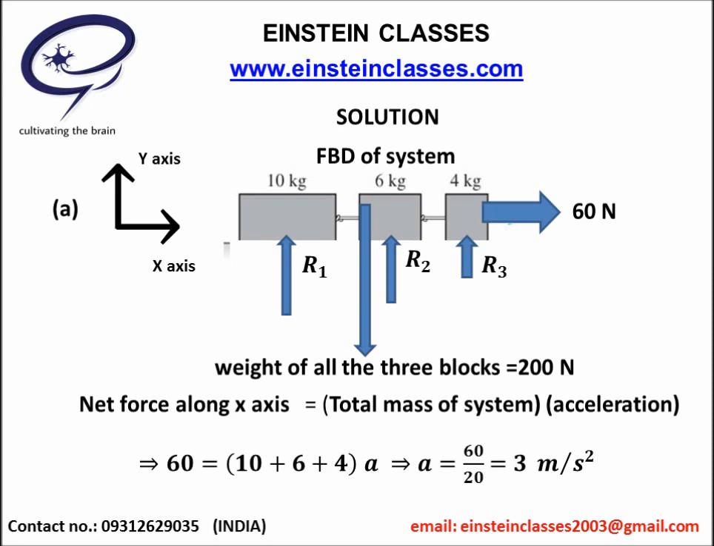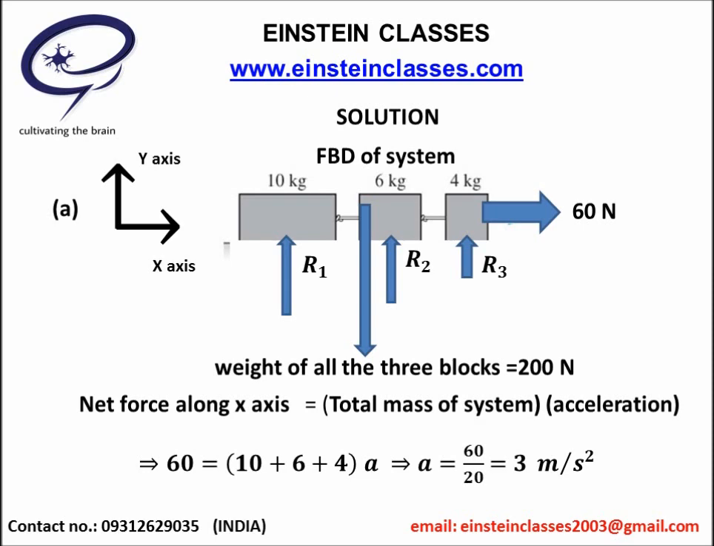The earth pulls down the system with a force of 200 Newton, the combined weight of the system. Now take x-axis along right and y-axis along the vertical direction. To find the acceleration, apply Newton's second law along the x-axis.